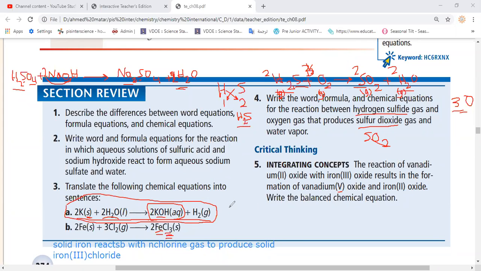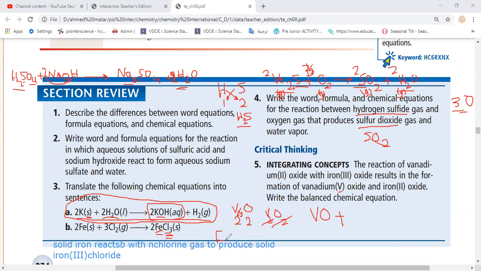So vanadium 2 oxide. The symbol of vanadium is V, and he said 2, so the valence is 2. Then he said oxide, so oxygen, and the valence of oxygen is also 2. Once we switch places, it will be V2O2. Get it in simplest form. Then we simplify, we cancel these two together. So VO.